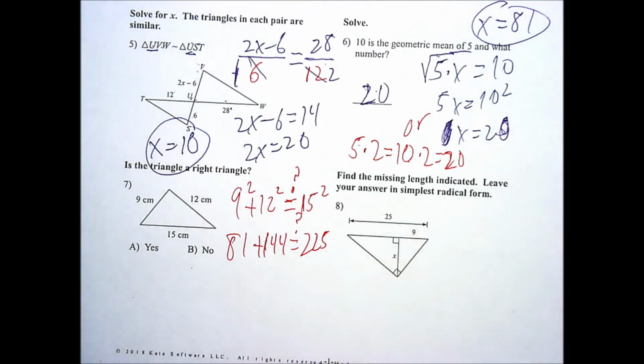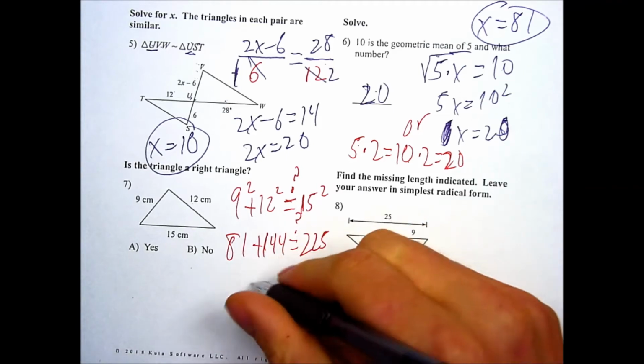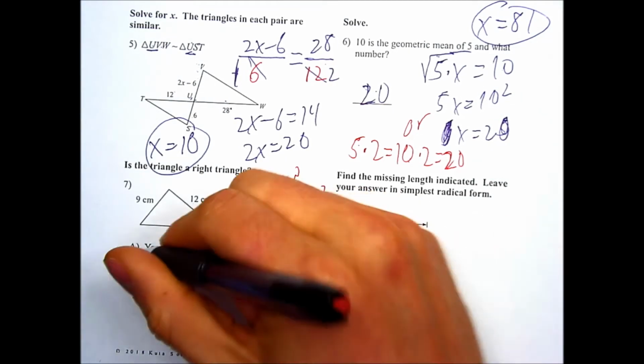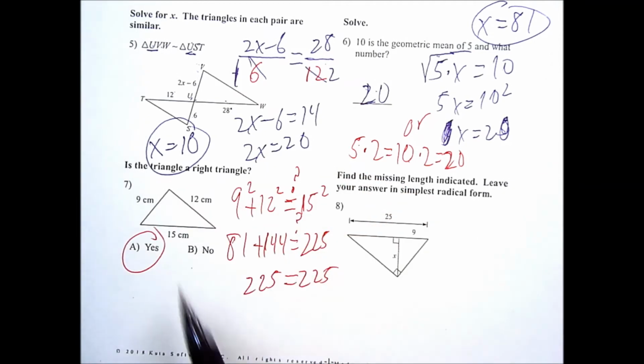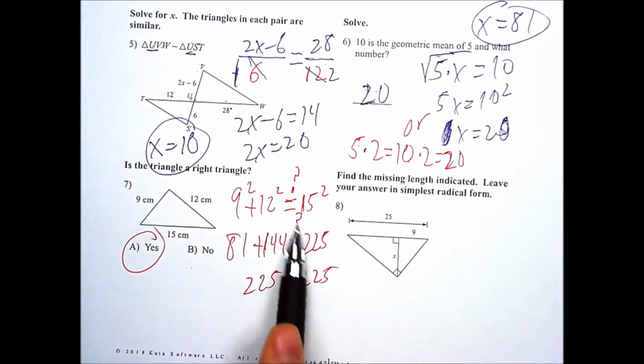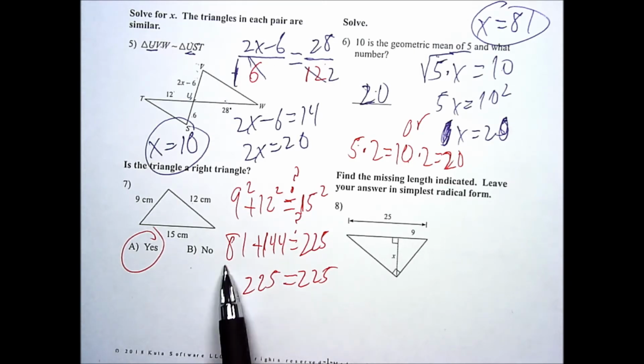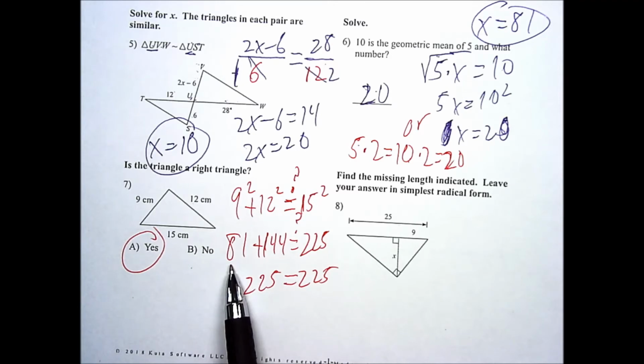Well, 81 and 144. I'm just going to take my time here. And 81 and 144, I'm going to think about it. Yeah, that is 225. 225 does, in fact, equal 225. So the answer is yes. Now, again, I'm not giving you credit for this question unless I see this work. I need to see that you've actually figured out that it's equal, or that it's not equal. Don't just guess here and think you're going to get points. You're going to get 0 points if you just guess on this question.